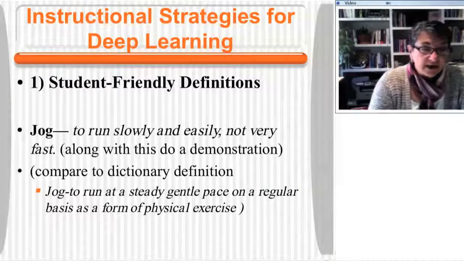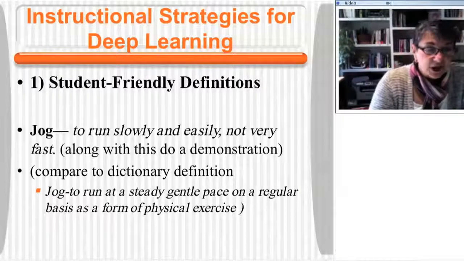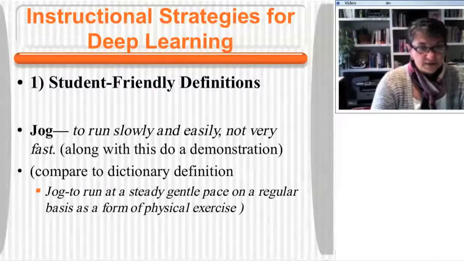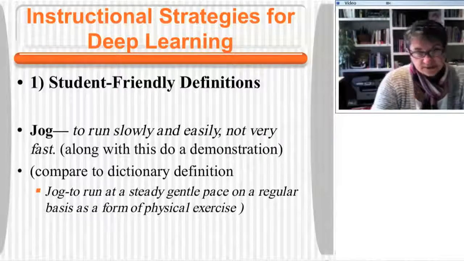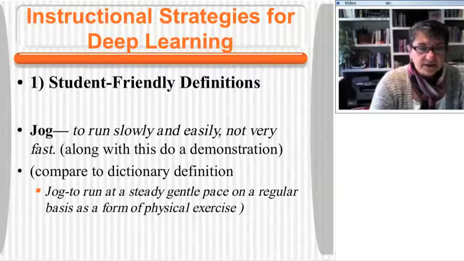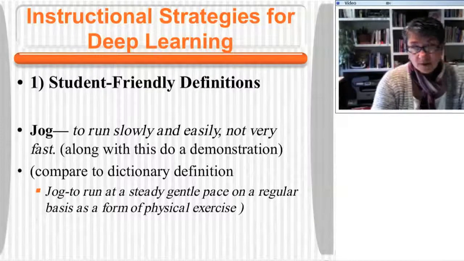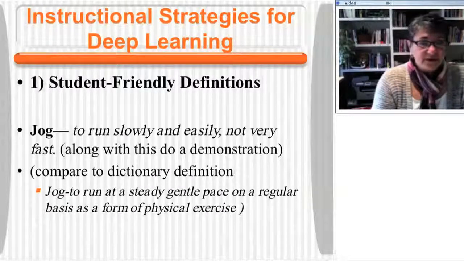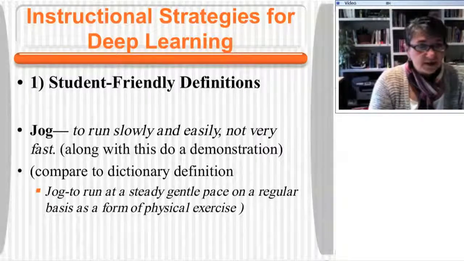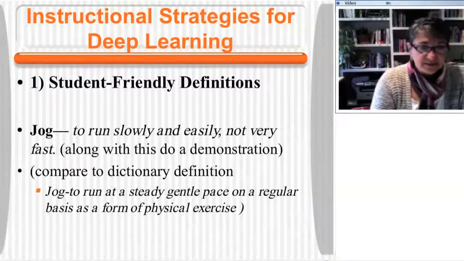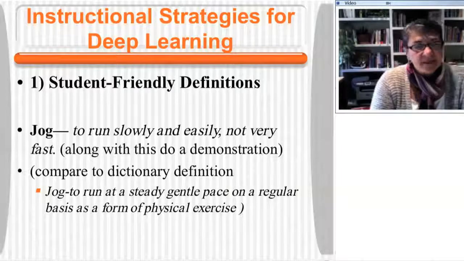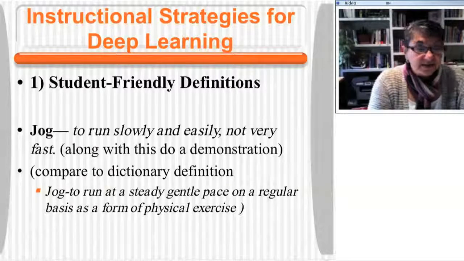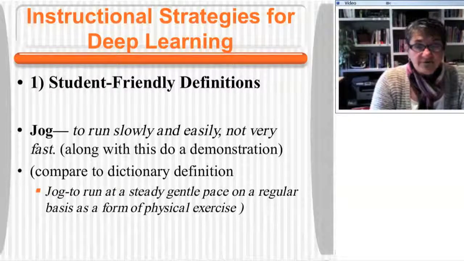And I want to compare that to a dictionary definition. I looked up the word jogging in the dictionary. Here's what I found. Jog means to run at a steady, gentle pace on a regular basis as a form of physical exercise. Well, obviously, you can see so many words in there that students don't know, and how could students figure out the definition just by reading that? To run at a steady, gentle pace on a regular basis as a form of physical exercise. That's not a student-friendly definition. Instead, the definition I gave you, to run slowly and easily and not very fast, that is a good student-friendly definition.